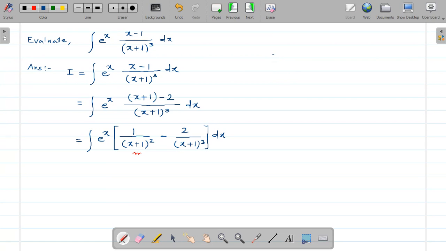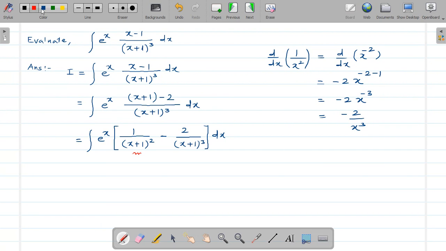Now you know the derivative of 1 upon x square. How will you evaluate this? See here, 1 upon x square means it is x raised to minus 2, right? Now the derivative of x raised to minus 2 is minus 2 into x raised to minus 2 minus 1, and hence we get minus 2 into x raised to minus 3. So that is why this can be written as minus 2 upon x cube.